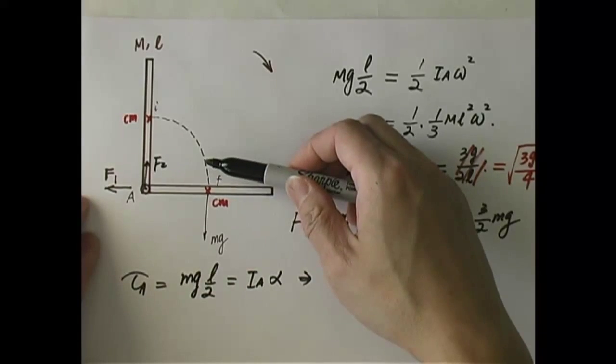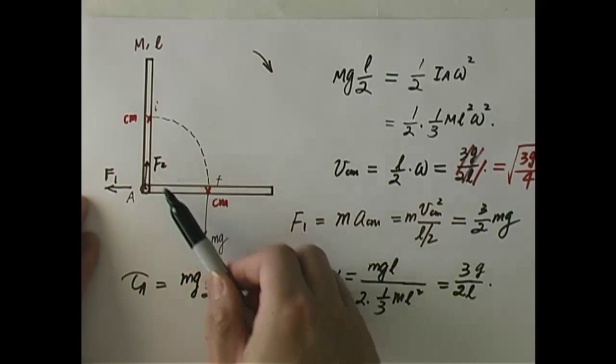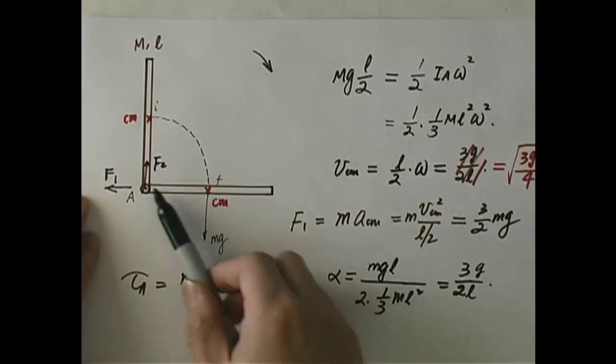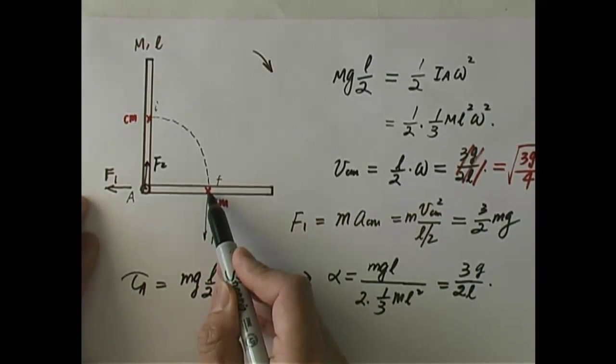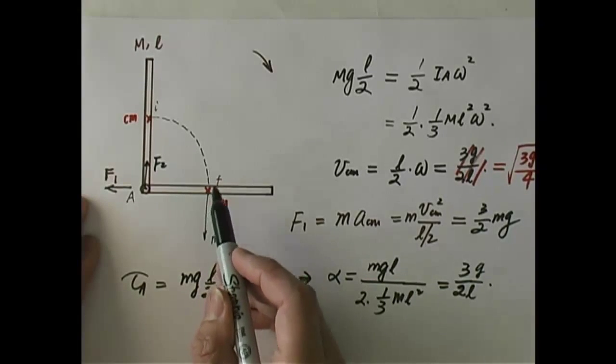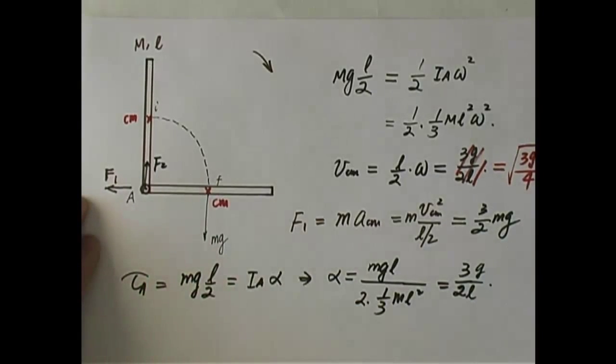Once you know alpha, then you can use Newton's second law for translation of motion in a vertical direction: Mg minus F2 equals mass times ACM, which is alpha times L over 2. That's one thing. But alternatively, you can also use the torque theorem applied to the center of mass this time, because I know what alpha is. Mg has no torque, F1 has no torque, F2 is the only one that has a torque. What's the torque equal to? F2 times L over 2, the lever arm. And what is that equal to? That equals ICM alpha, isn't it?